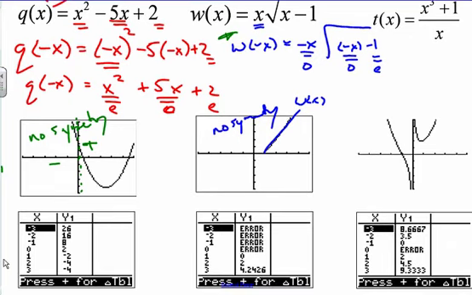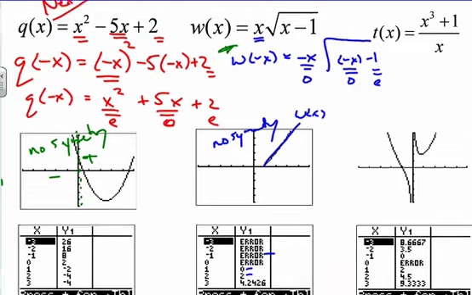You can also identify it from its table. I plug in 2, I get out an error. I plug in 1, I get out 0. I plug in negative 1, I get an error. These values do not match up. They're not the opposite, and their outputs are not the same. Therefore, this is a neither function.